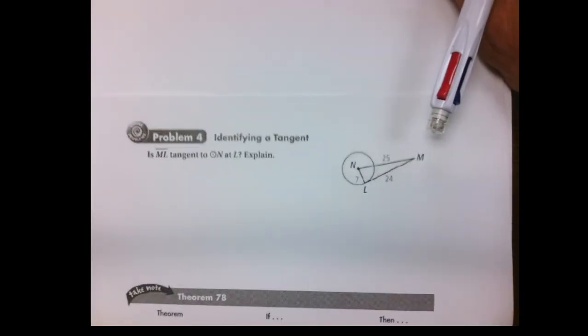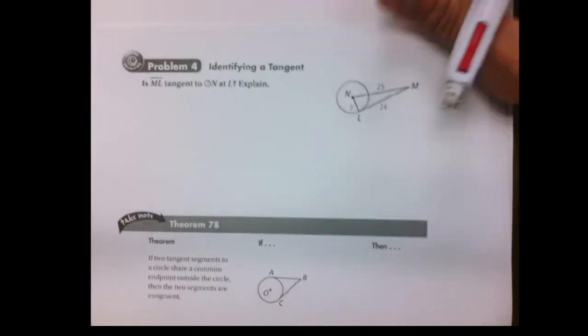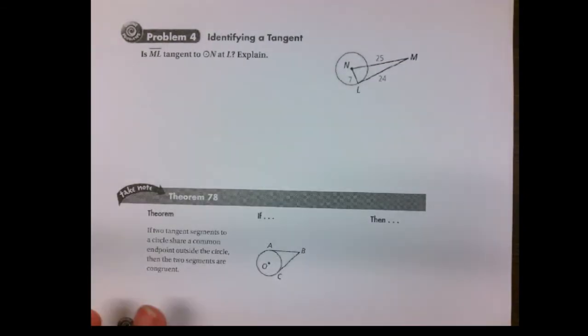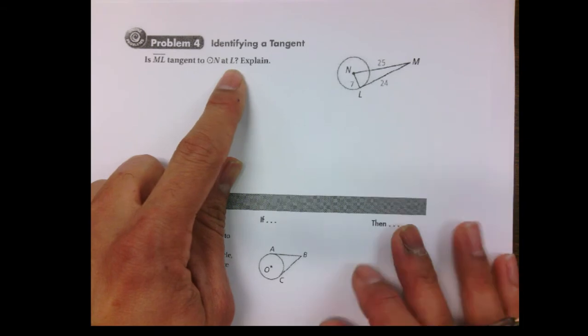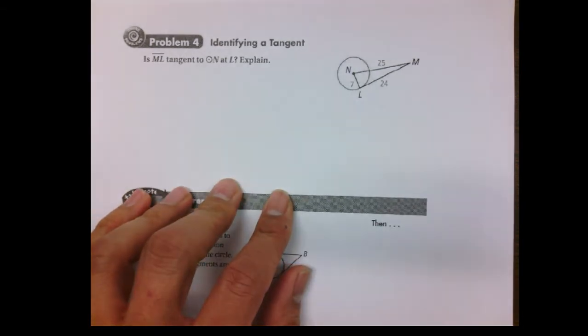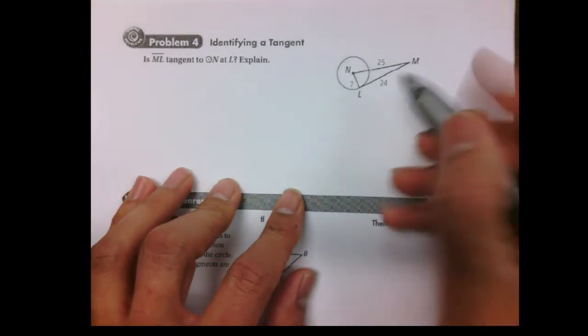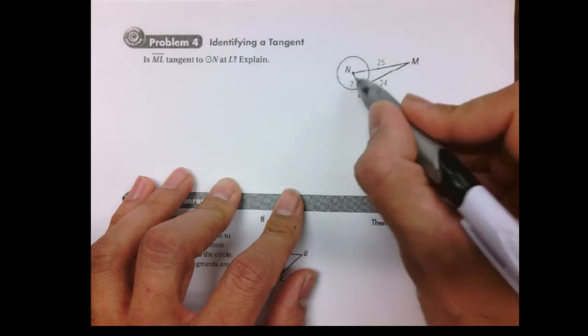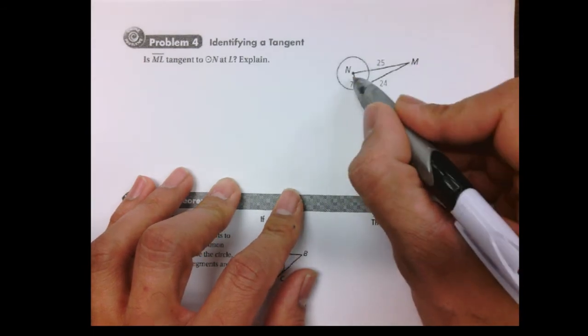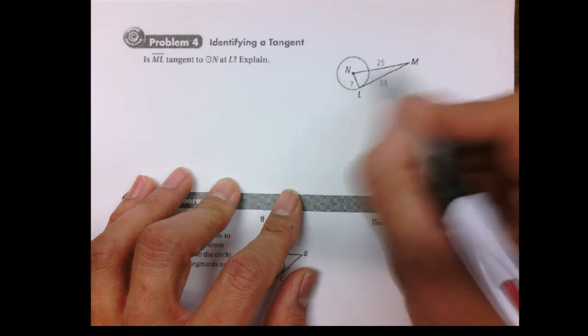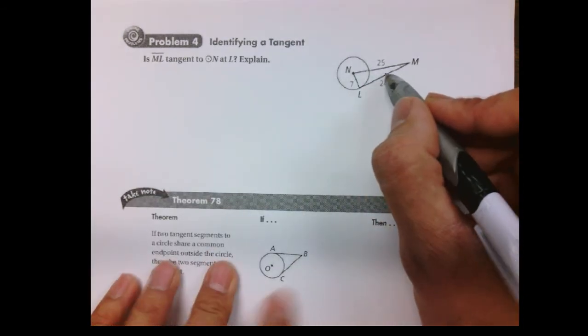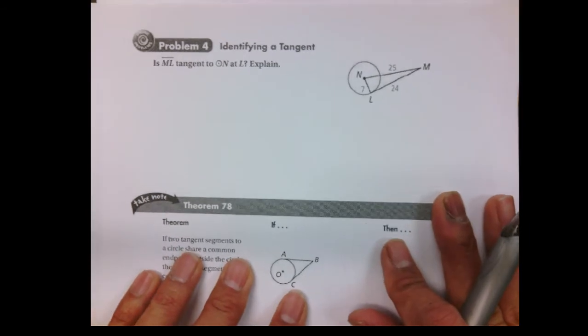Now we're being asked on problem 4, the next page, is ML a tangent? Is it tangent to circle N at L? Explain. So let's see. Here we've got ML. We've drawn a radius to L from the center N, and then we've got the length over here. And we're given all this information. So we're asking ourselves a few questions.